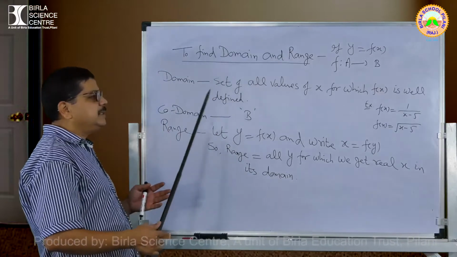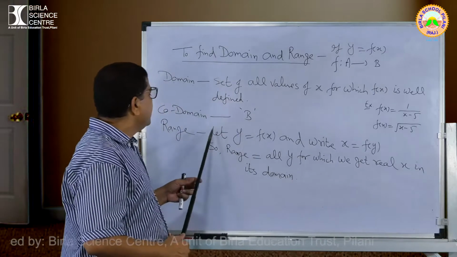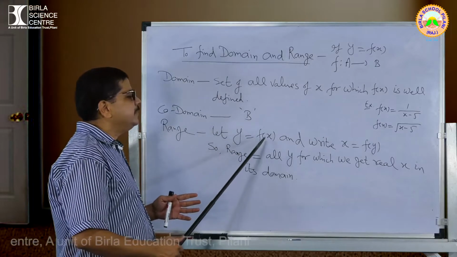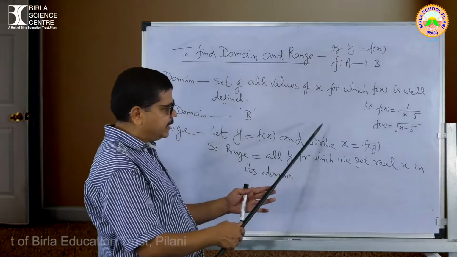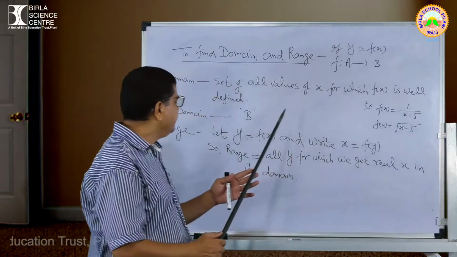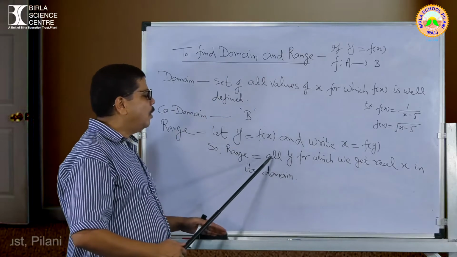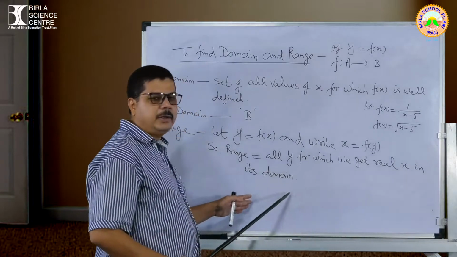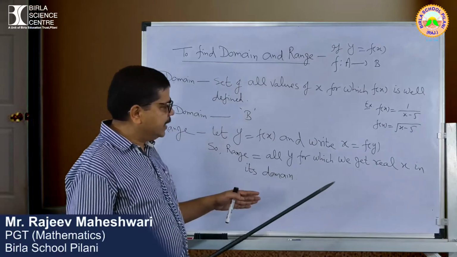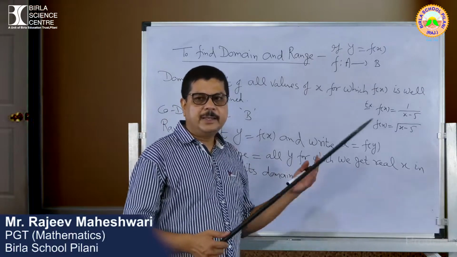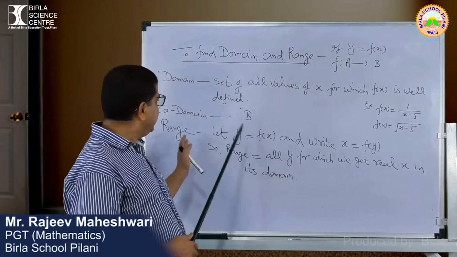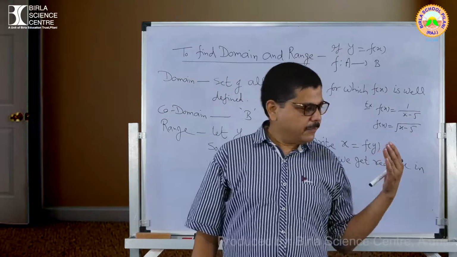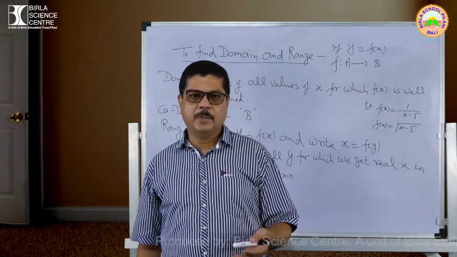So what is the range? Range is the output, what value of y you are getting. This is the way to find the range of the function. Suppose y is a function of x, then we express x in terms of y. So the range is all values of y for which we get real x in its domain. Those values of y which give you real x in its domain will be the range. Now I will take some examples which will further explain how to find domain and range.